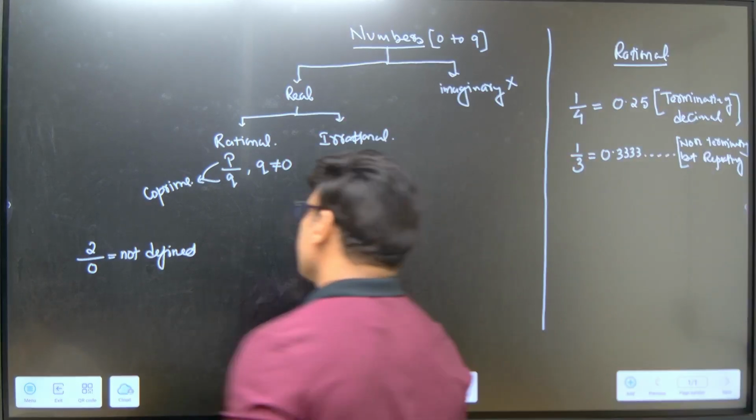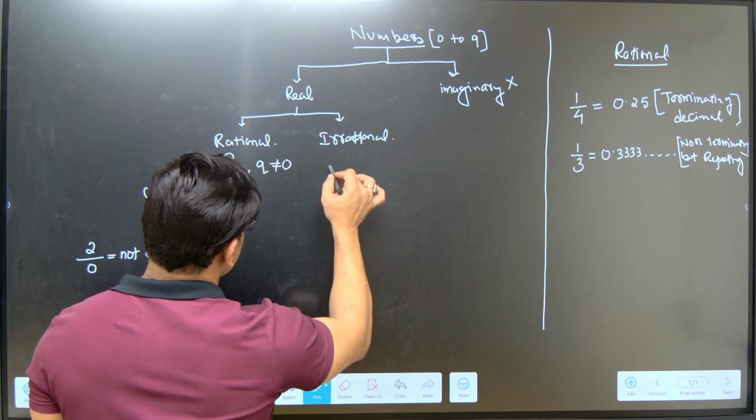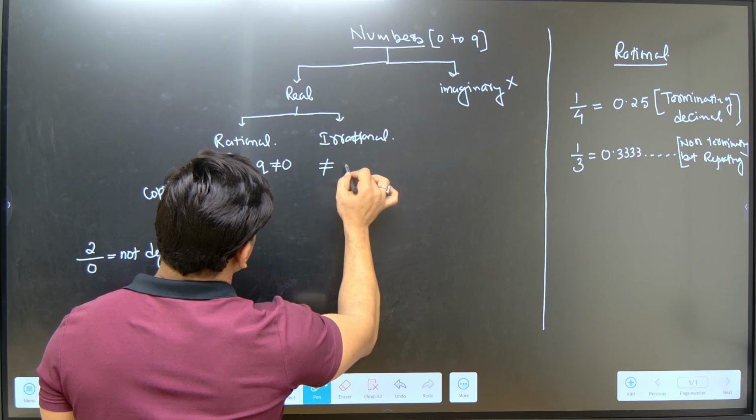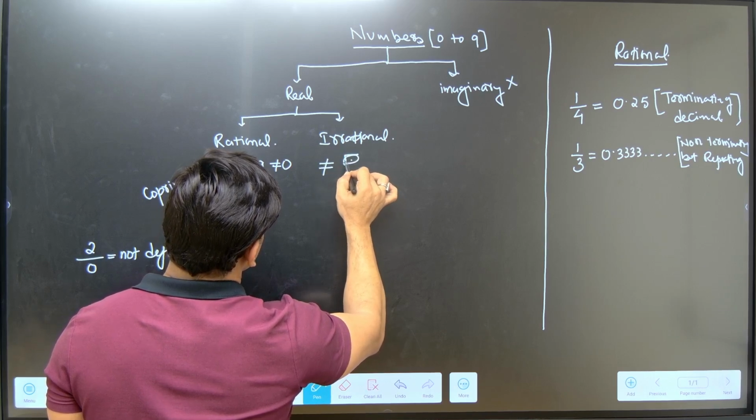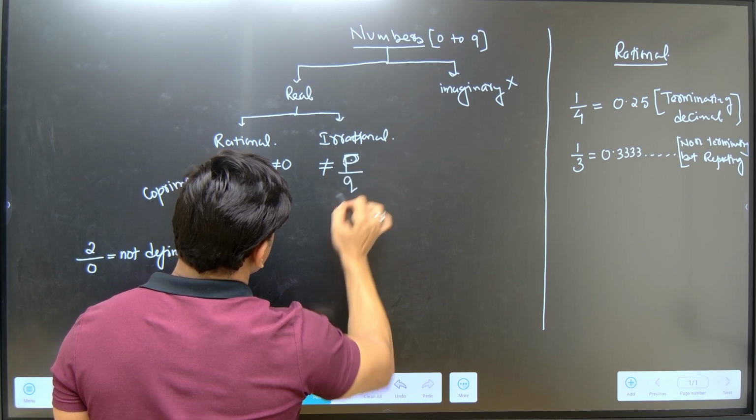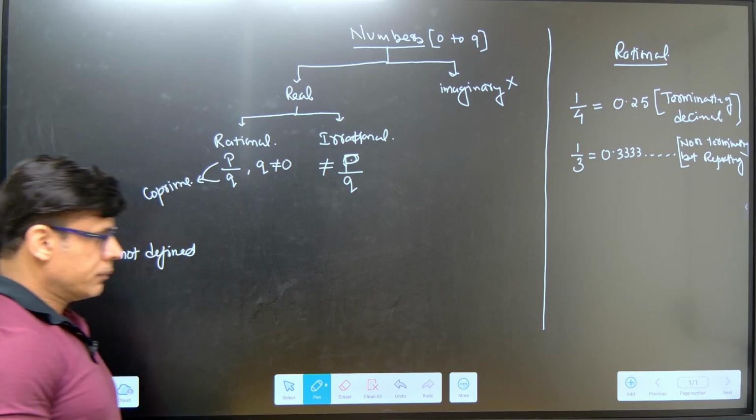Then what are irrational numbers? Irrational numbers are those numbers which you cannot write in the form of P by Q.